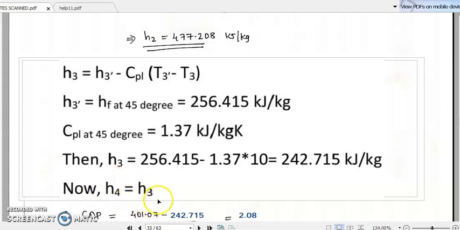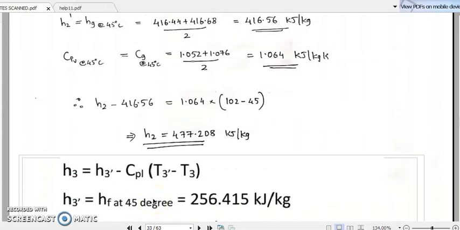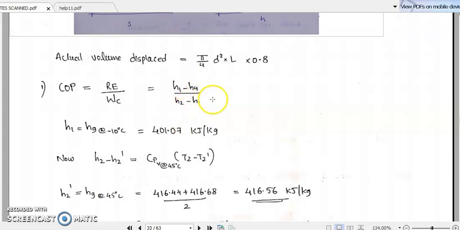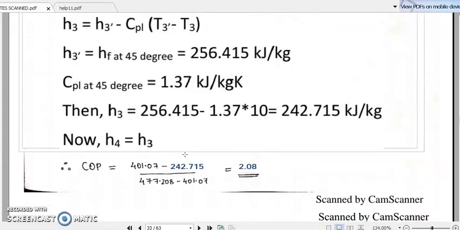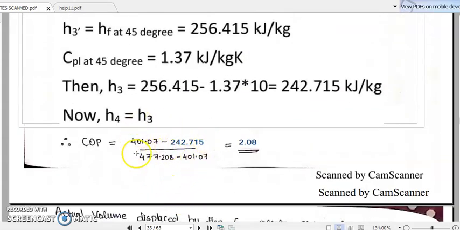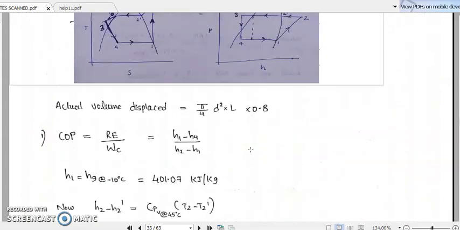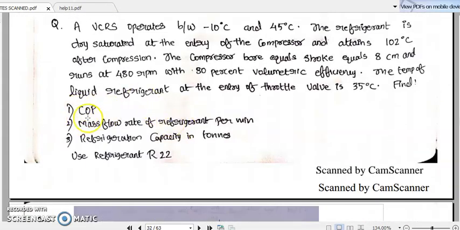But why did we find H3? H3 will be nothing but the H4 value, which we need in this relation to find the COP. Now all the values H1, H4, H2, etc. are known. We can just substitute in the COP relation, and by substituting we can find the COP value as 2.08. Okay, so now the first part of the question we have solved.